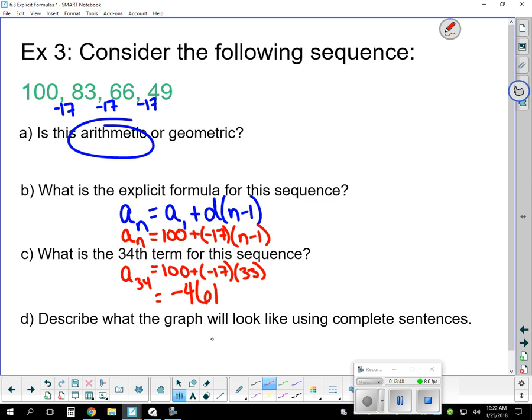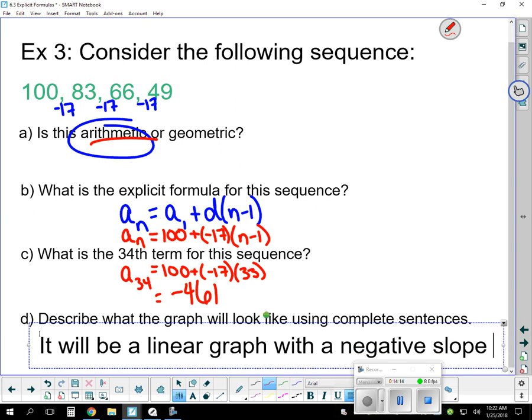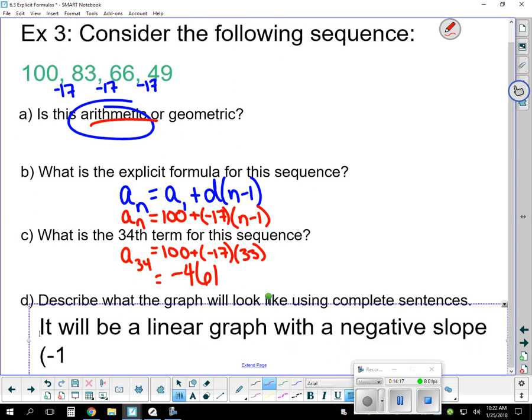What's that graph going to look like? Well, I know that it's arithmetic, so therefore I know it's linear. And I know that I'm starting with bigger numbers and getting smaller, so I know I have a negative slope. I also know I have a negative slope because my common difference is a negative number. So it will be a linear graph with a negative slope.